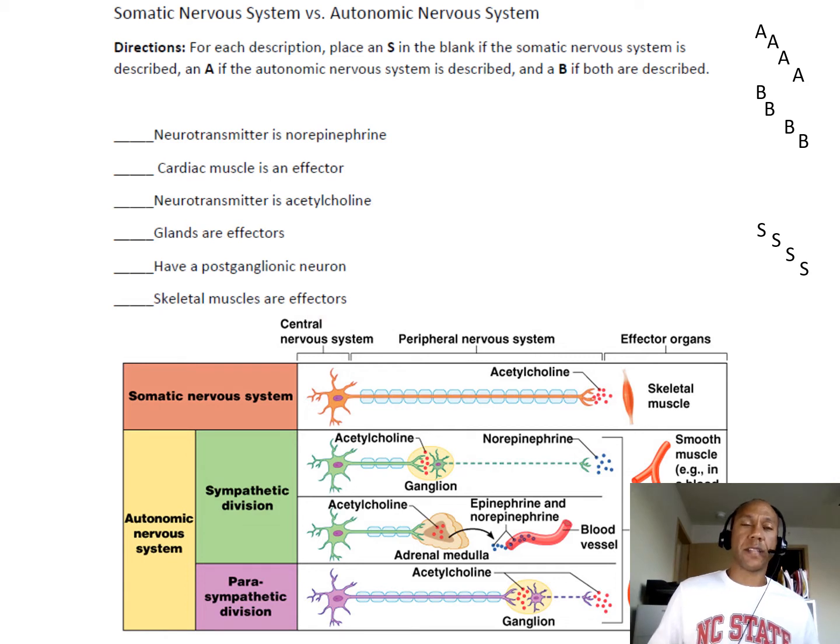When we meet Wednesday, I'm going to ask for volunteers in providing the answers to these questions or these descriptions.